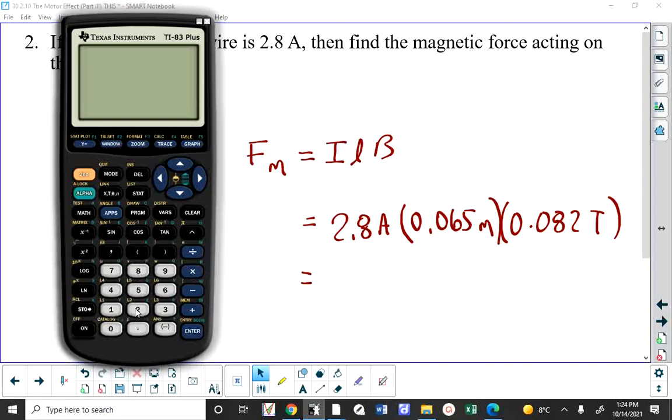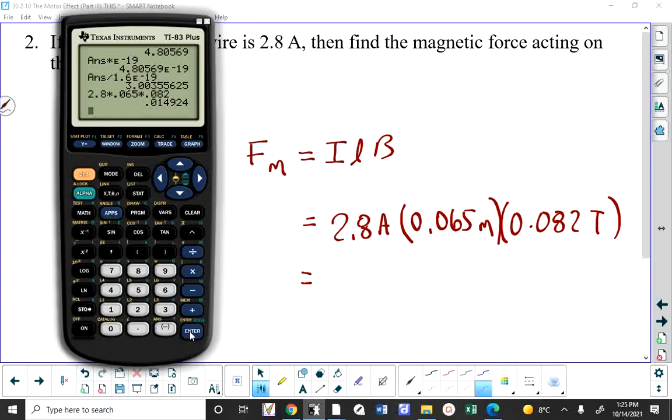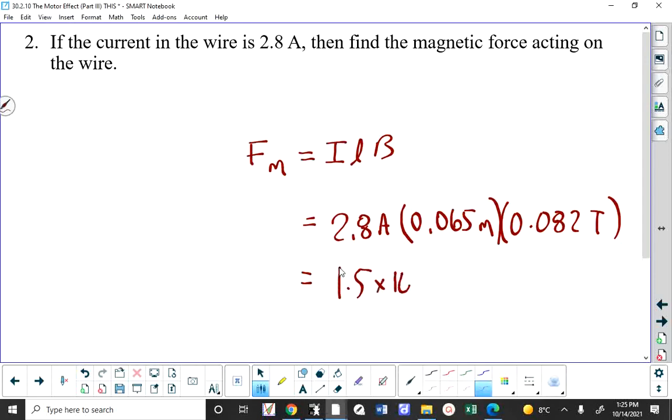2.8 times 0.065 times 0.082. Come on, you guys, help me out here. Help a fellow out. Okay, let's try that again. 2.8 times 0.065 times 0.082. Just want to double check. 6.5 centimeters, 82 millitesla. I get 1.5 times 10 to the negative 2 newtons. No? Okay, good. So about 1.5 times 10 to the negative 2 newtons.